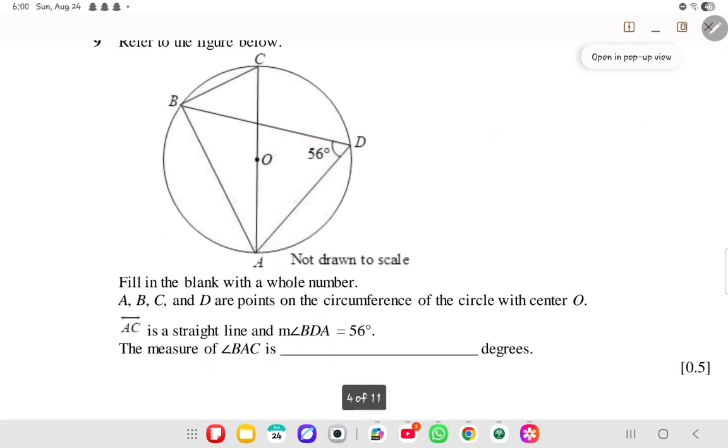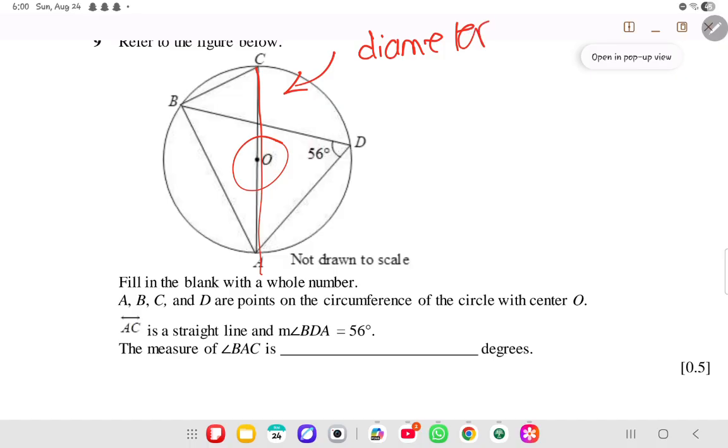We'll move on over here. They said the measure of BAC is what? Degrees. They want us to find the measure of angle BAC, this one over here. So first thing you notice is that this is the diameter because it's passing through the center O, right? Because O is the center and you have 2 points on a circle that create a line passing through the center, you call this a diameter. Now, because this is a diameter, that means it's going to divide the circle into 2 equal parts.